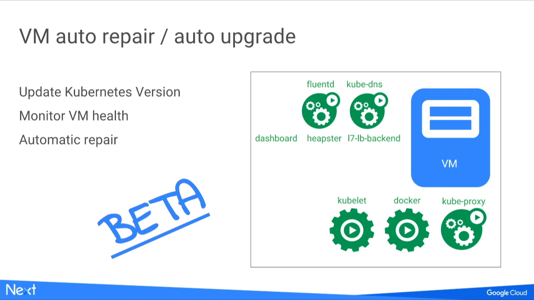I'm also happy to announce that we just expanded our responsibility, and now we are not just responsible for your control plane, we also do VM auto repair and auto upgrade. This means that we update Kubernetes to the latest version, we monitor and automatically repair. It's now available in beta, and I encourage you all to opt in to those features. This means that you get all the innovation coming from Kubernetes, whether it's new features or security fixes, all in a reliable manner.